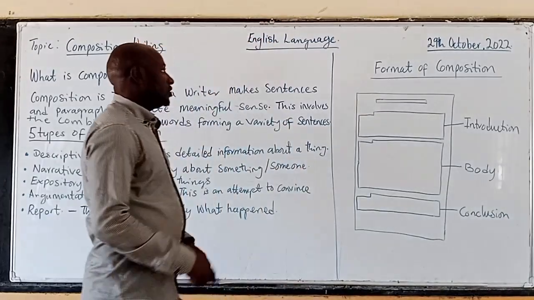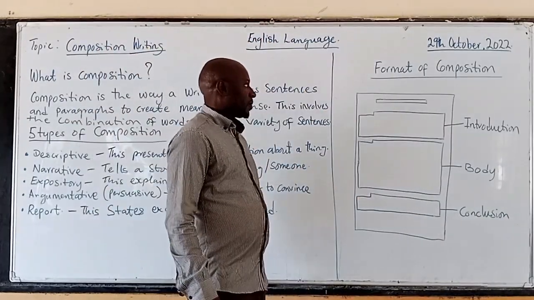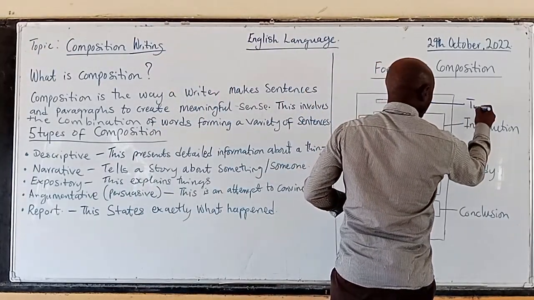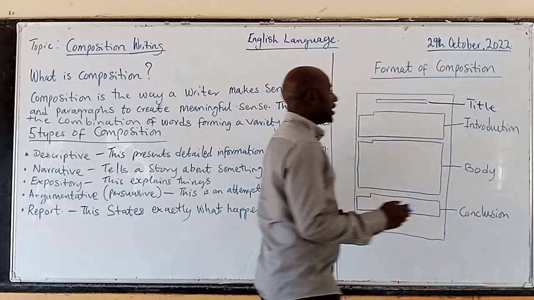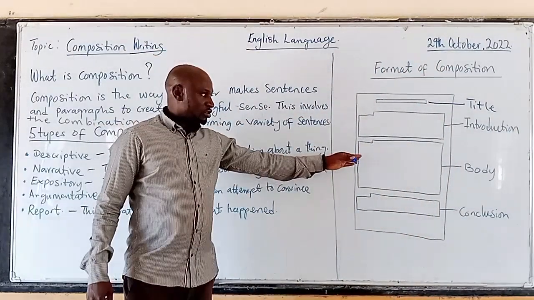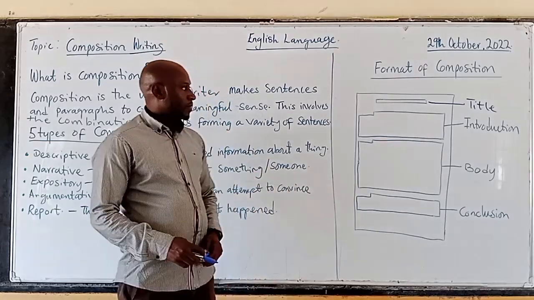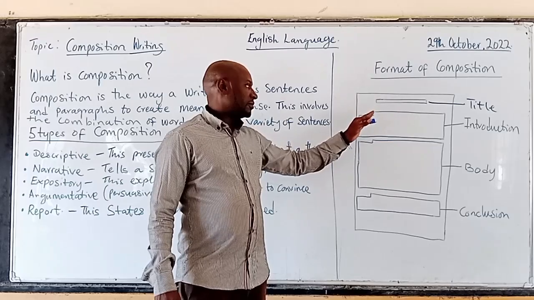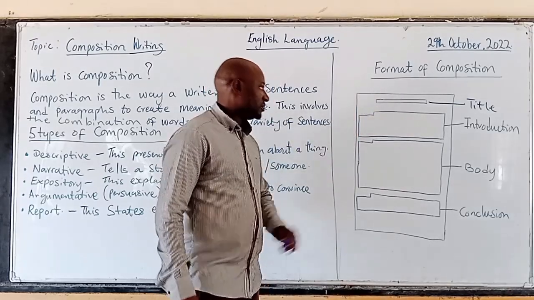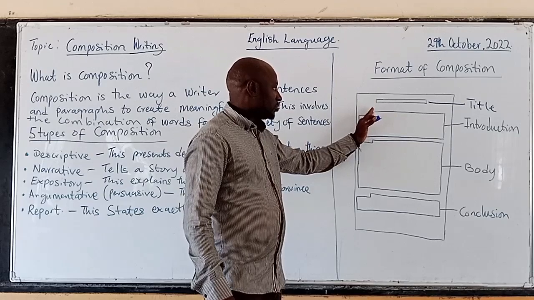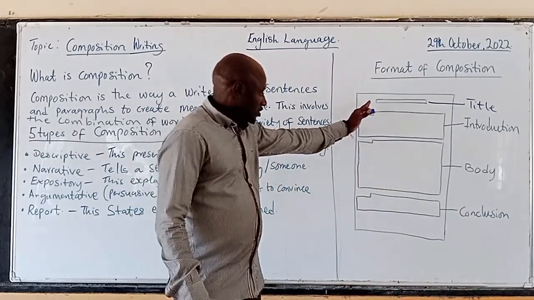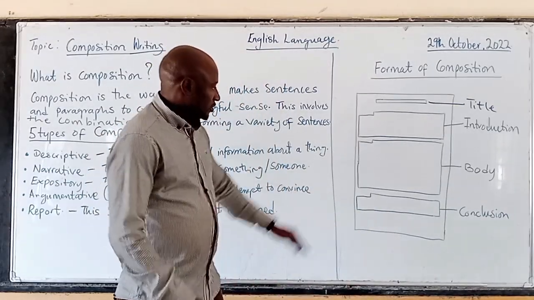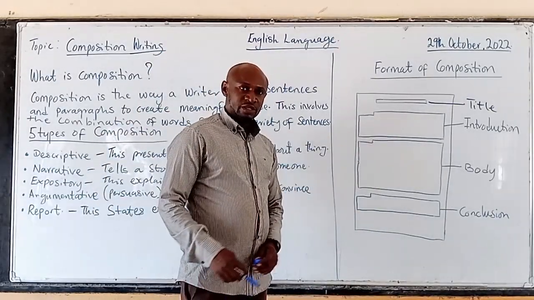So today we're going to take a look at the format of composition. This is the title, the introduction, the body, and the conclusion. The title is always written at the top of the sheet of paper. Then comes the introduction, which must be paragraphed, and it must maintain the same paragraph structure in all other paragraphs. You can see that the body is bigger than the introduction.